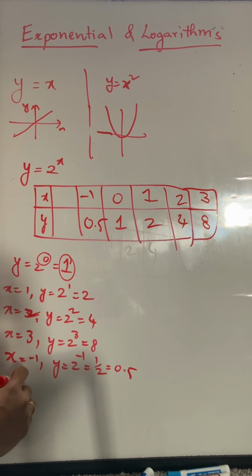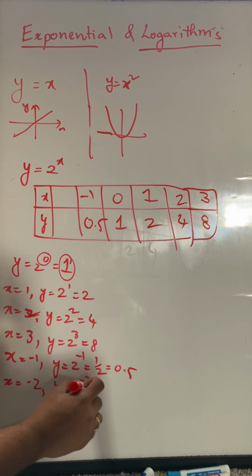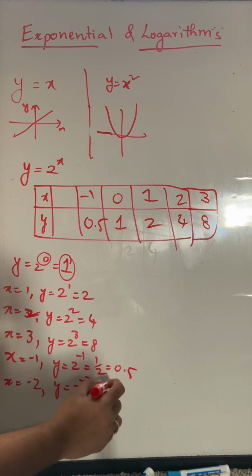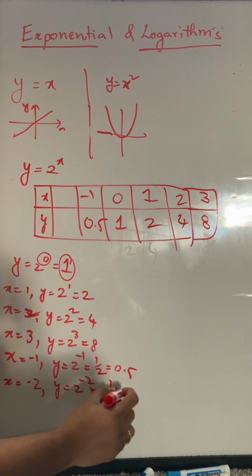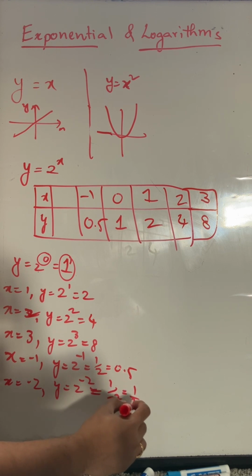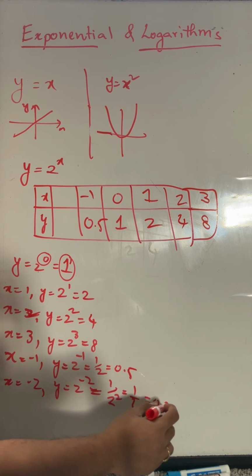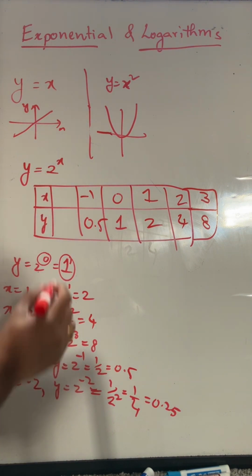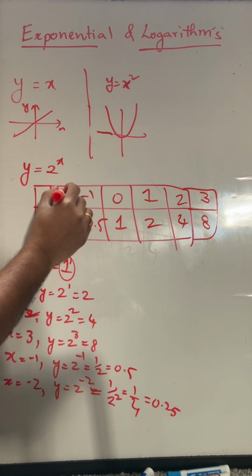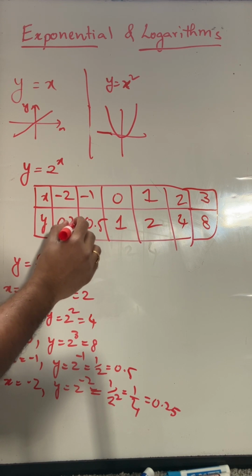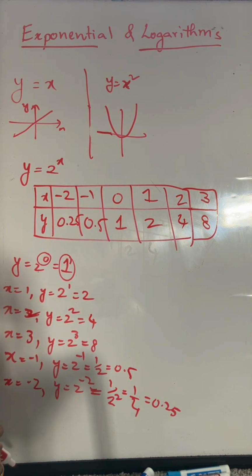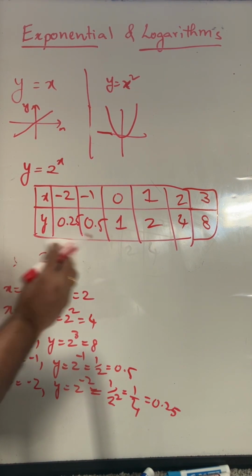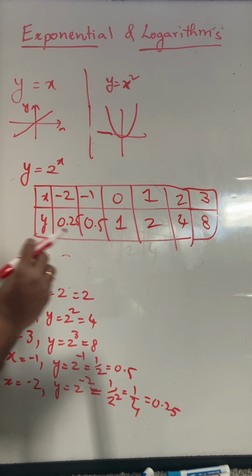And when x equal to -2, y equal to 2 to the power of -2, that is equal to 1 by 2 squared, that is 1 by 4. We can also write it as 0.25. So -2 and 0.25. Since we got all the values, let's plot the graph and see how it looks. I don't have space, so let me erase this part.